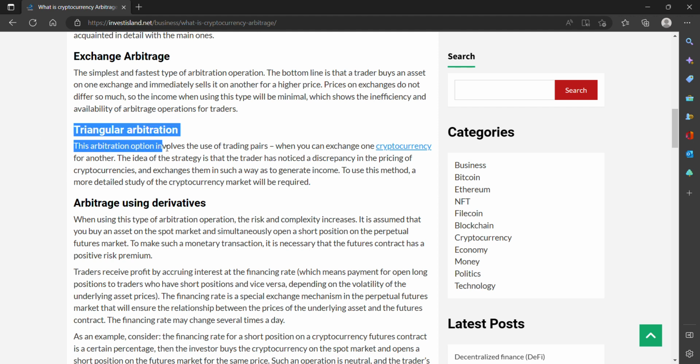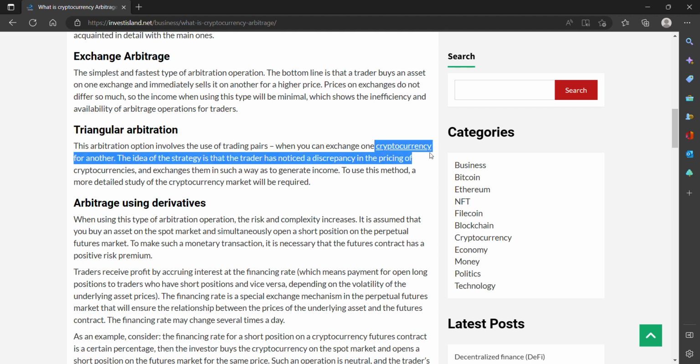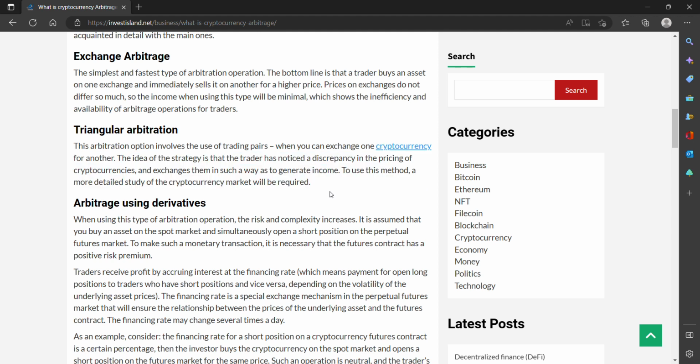Triangular arbitrage: this arbitrage option involves the use of trading pairs, when you can exchange one cryptocurrency for another. The idea of the strategy is that the trader has noticed a discrepancy in the pricing of cryptocurrencies, and exchanges them in such a way as to generate income. To use this method, a more detailed study of the cryptocurrency market will be required.